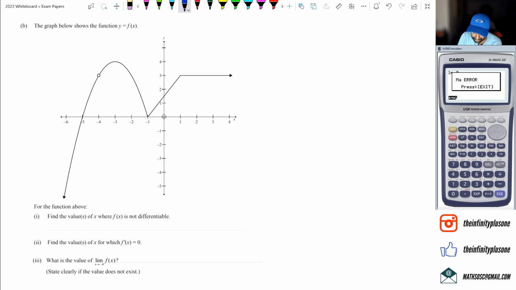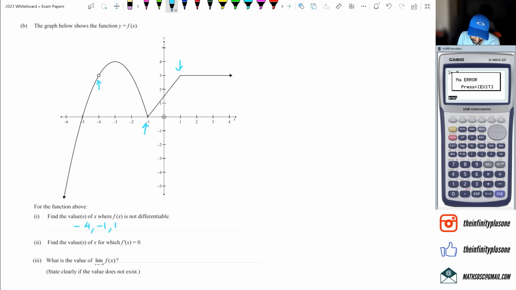Find the values of x where f of x is not differentiable. All right, so we've actually got 3 points there where things can't be differentiated. Number 1 is there. Number 2 is any sharp points. You can't actually differentiate it at sharp points. So we've got -4, -1, and +1.